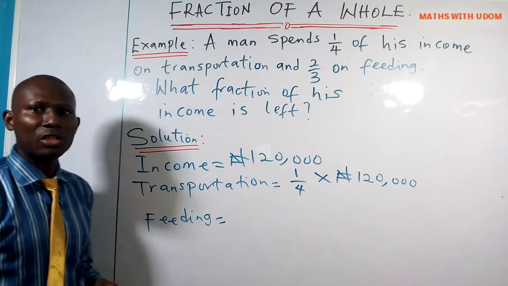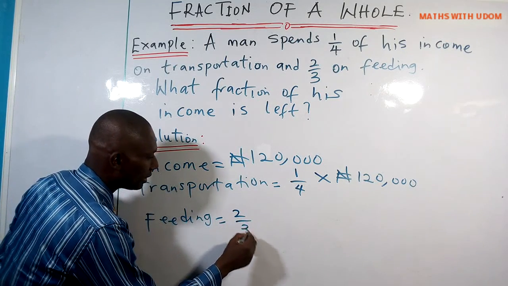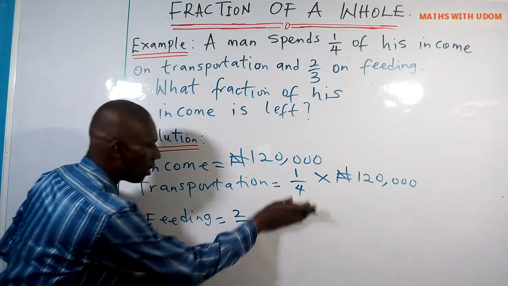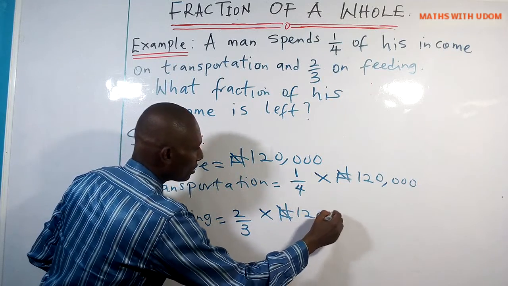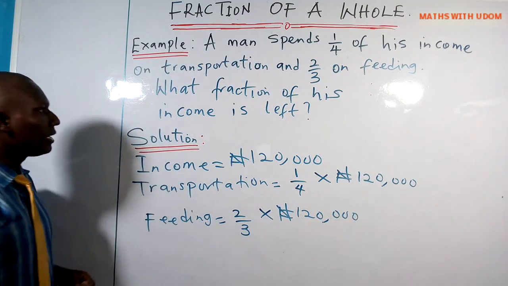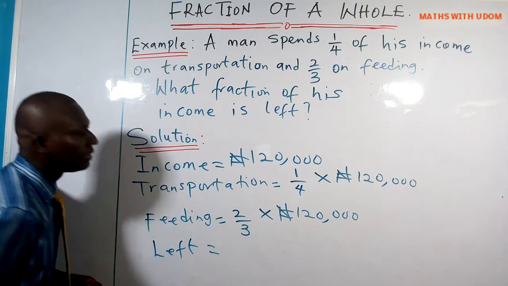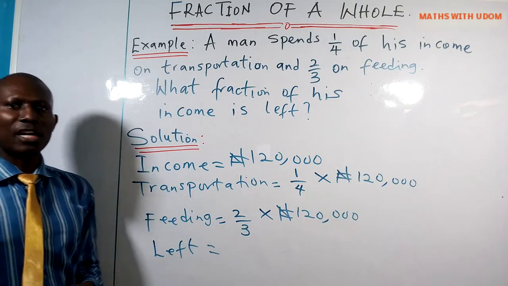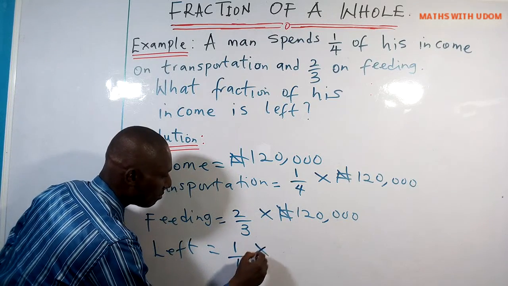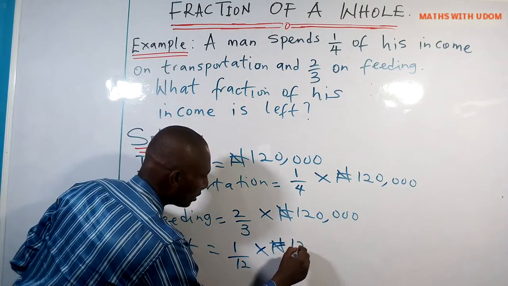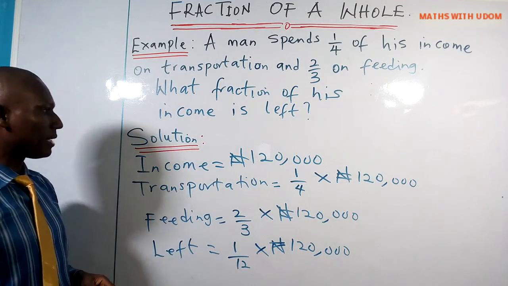For feeding, what fraction did the man spend on feeding? 2/3. So we have 2 divided by 3, of what came in, that is times 120,000 naira, and then the amount left in the hand of the man. We got 1 divided by 12. So we have 1 divided by 12 of, that is times the income of the man, 120,000 naira.